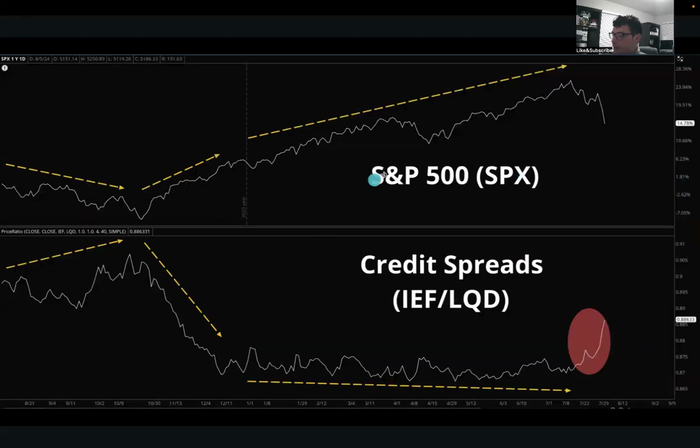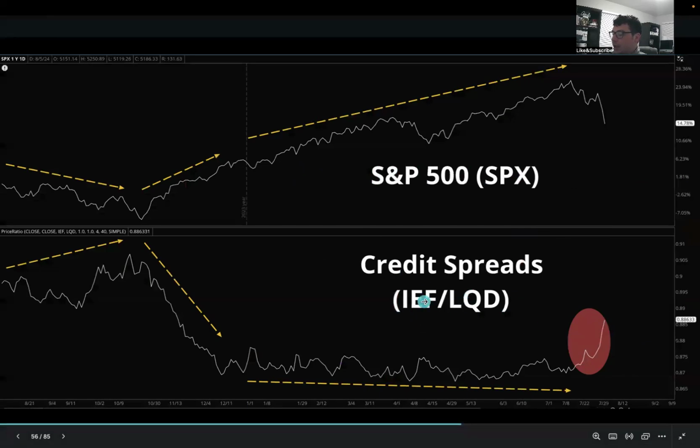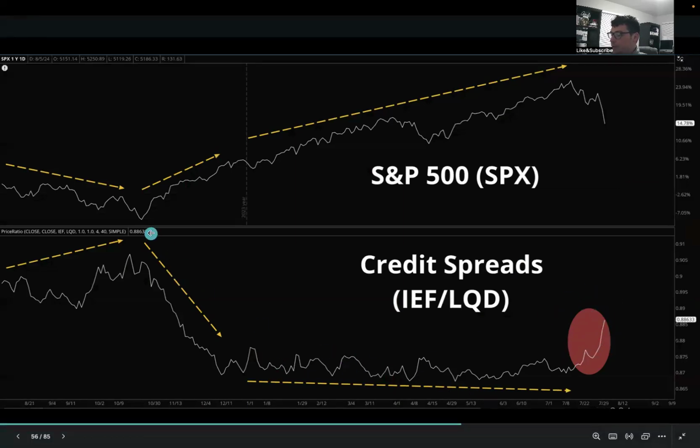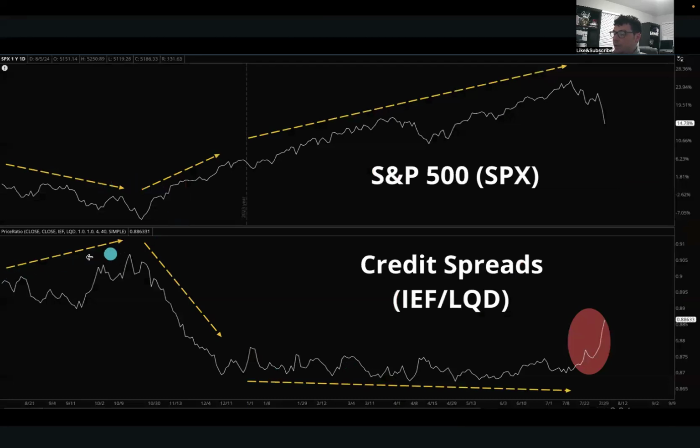Now, credit spreads. If you take a look at IEF LQD, there's a huge, massive spike up in here. You want to see this moving the opposite way of the market. When the S&P is going down, you see the credit spread measurement here rising. This just lets you know that things are moving accordingly.